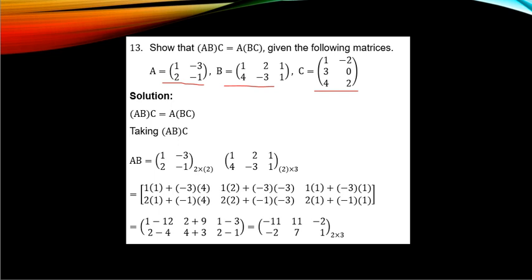Remember the condition for multiplying two matrices. The number of columns in the first matrix must be equal to the number of rows in the second matrix before you can multiply. So let's take what we want to show part by part. We take the first part where we have to find the product of AB first, then that product times C. So AB means matrix A times matrix B.